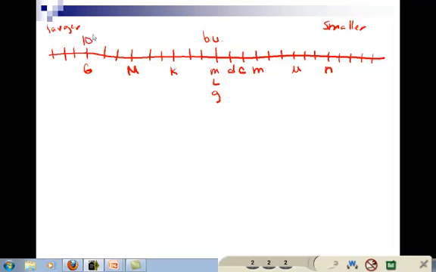Giga is 10 to the 9th, mega is 10 to the 6th, kilo is 10 to the 3rd. Each one of these lines here represents a power of 10. The basic unit is 10 to the 0. Deci is 10 to the negative 1. Centi is 10 to the negative 2. Milli is 10 to the negative 3. Micro is 10 to the negative 6. And nano is 10 to the negative 9th. We're going to use these different values to help us convert between the units.